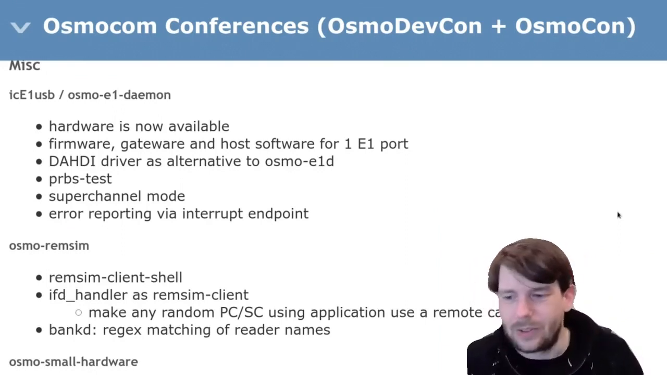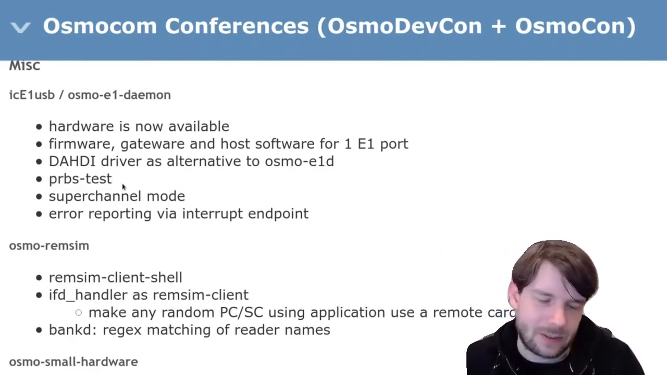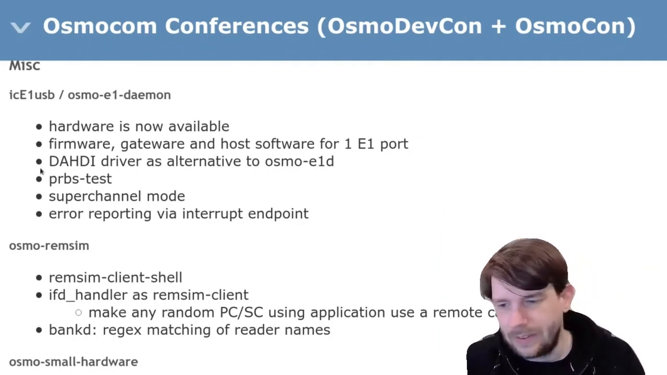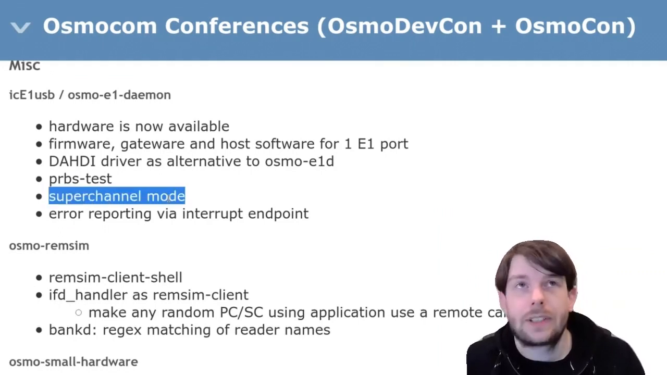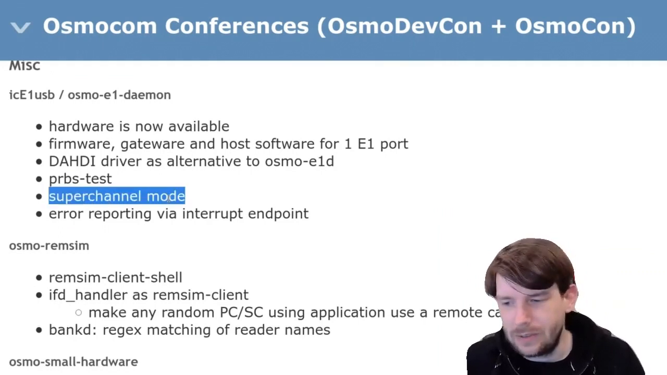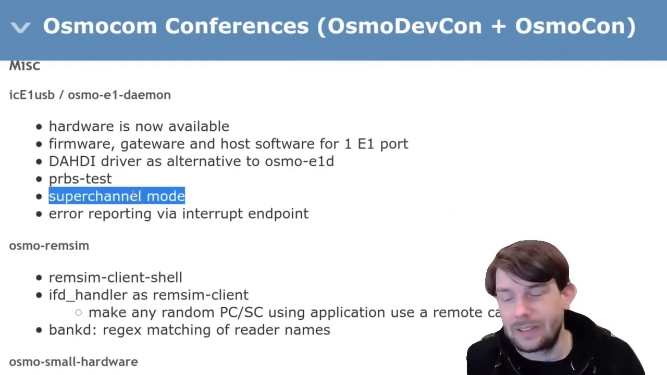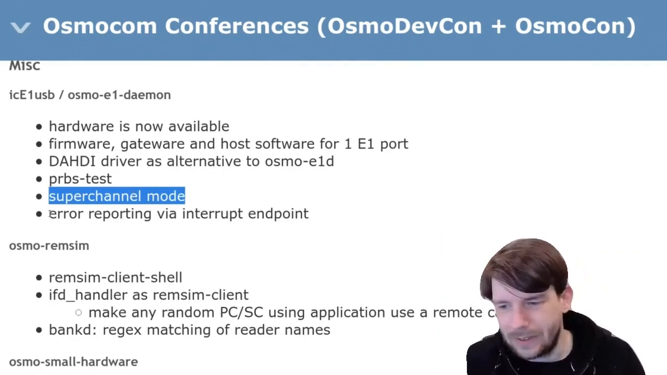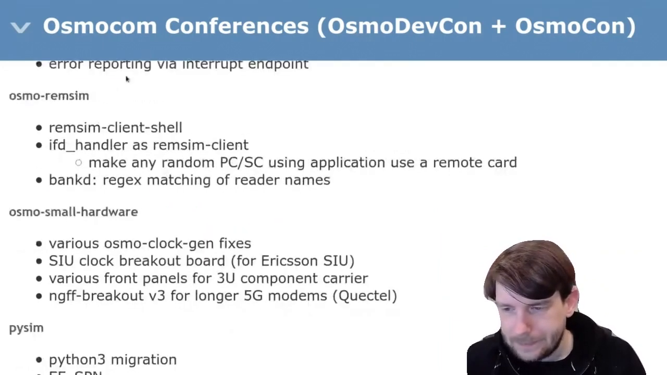With that. There's also a tool called Prbs Test for doing bit error rate testing. Basically connect 2 ports over loopback, and then it will send pseudorandom bit sequences into 1 port and receive them on the other port and do the comparison and the correlation to see how many bit errors there are. We also added support for the super channel, which is basically, you can say, channel bundling of E1 time slots. Which is interesting in terms of frame relay support in the GB interface, but is also interesting in terms of supporting some proprietary ABIS extensions by Ericsson. Yeah, we have some interrupt-based error reporting now.